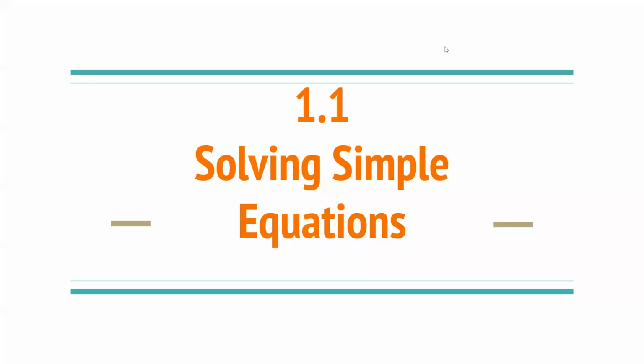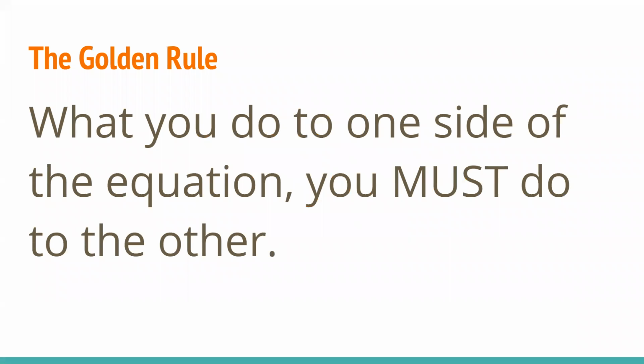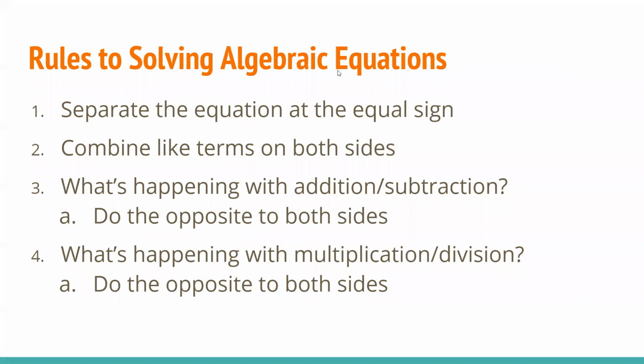So this is going to be a refresher lesson. This is chapter 1, lesson 1, so we're moving back to chapter 1, and this is going to be over solving simple equations. So the most important thing to remember is the golden rule, which says that whatever you do to one side, you must do to the other side. So we'll get into that a little bit more, so just remember that golden rule.